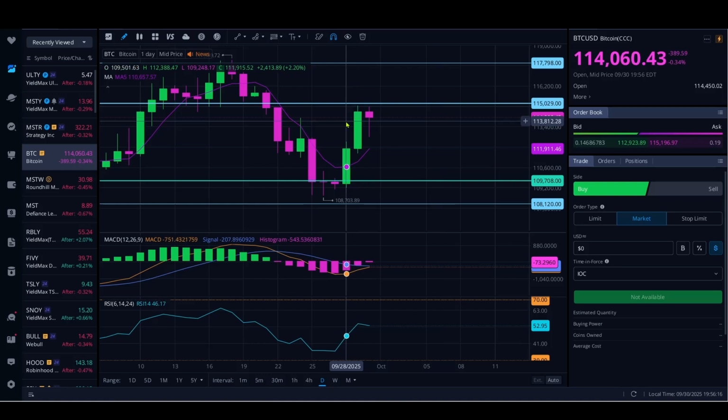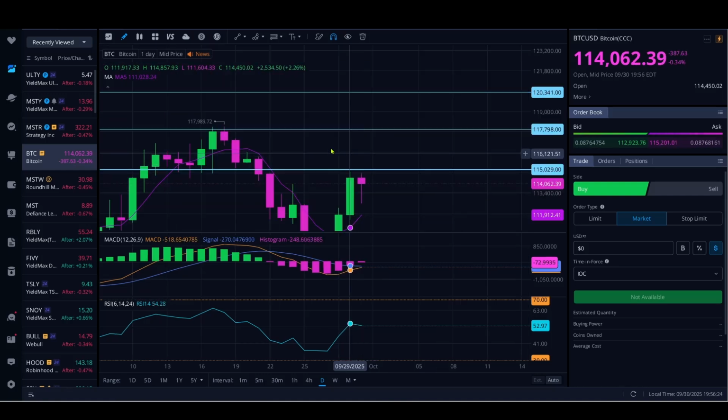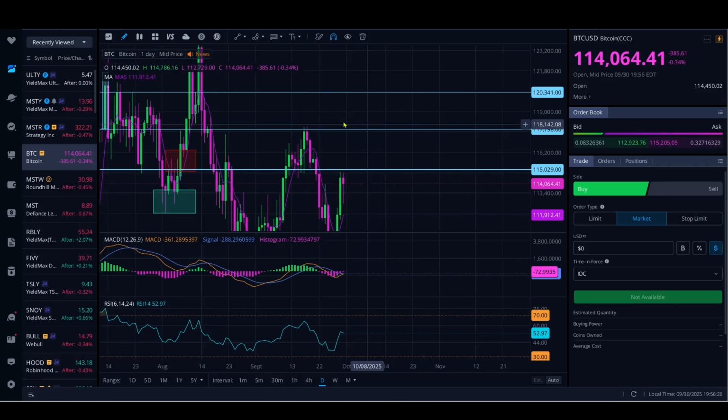And we need Bitcoin to get moving and to get off the pot so it can move on back up, get back up to this 117, break through it, and then we can start getting back up and testing this 120. And if we can have that happening, then I think MSTR should start moving up as well.